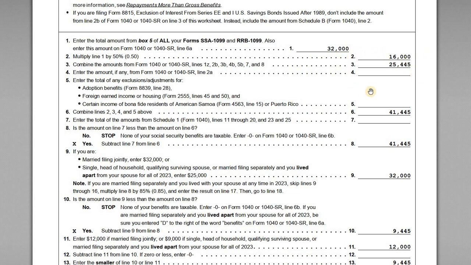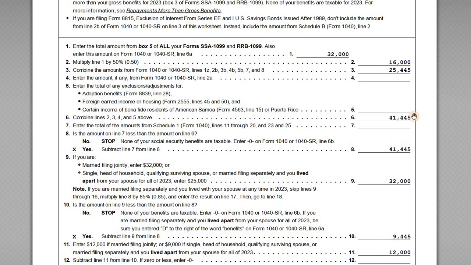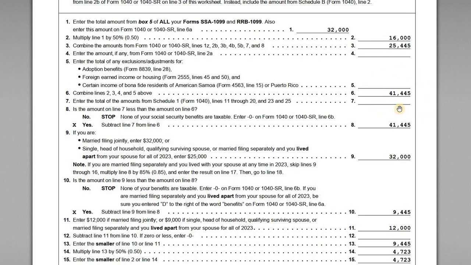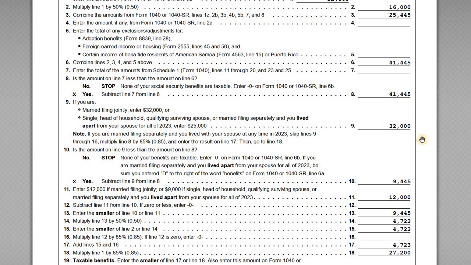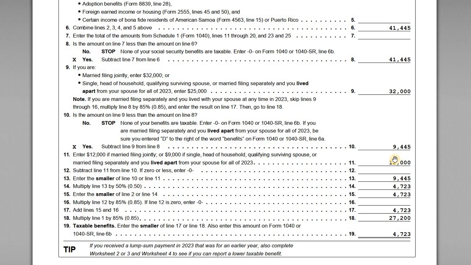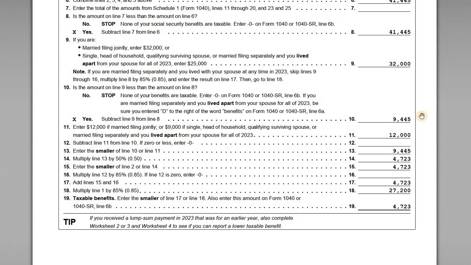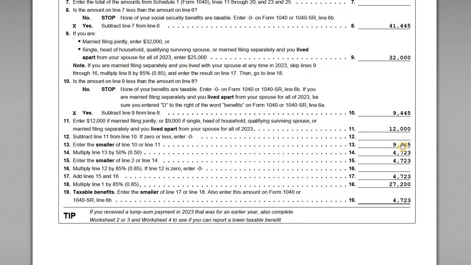And then all of our other income from the Form 1040 equals $25,445. So now our total income is $41,445, which is well above our $32,000 base amount. So now on line 10, we are subtracting line 9 from line 8. So we subtract $32,000 from $41,445, and we're left with $9,445. Line 11 asks to enter $12,000 if married filing joint, or $9,000 for another filing status, so we enter $12,000.